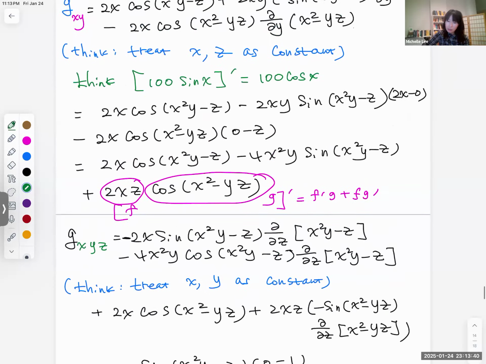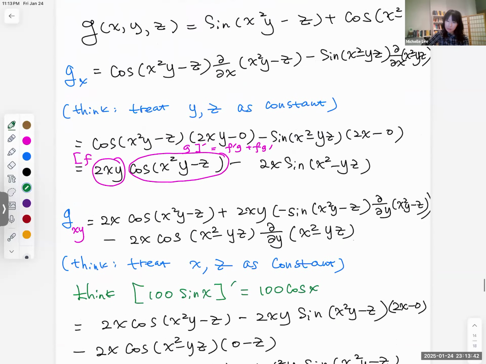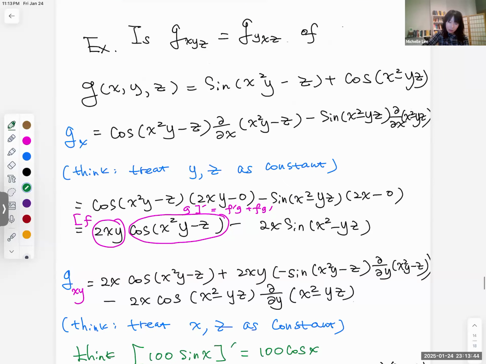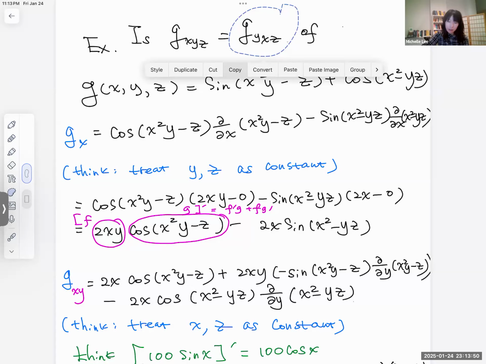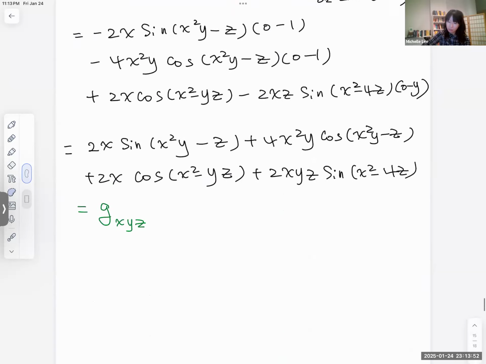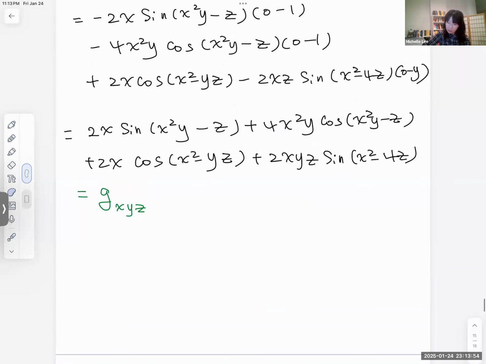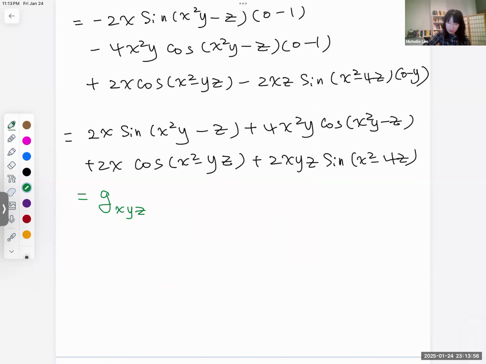Can you please find out this one? You try this, and then please write it down in the comment.